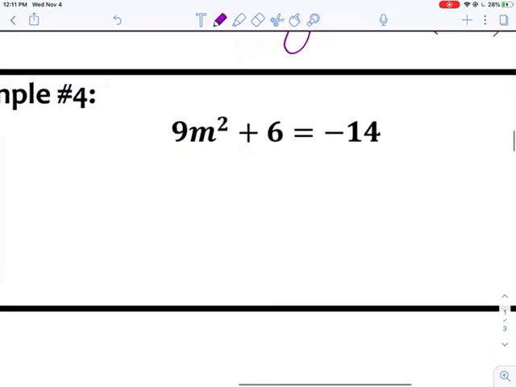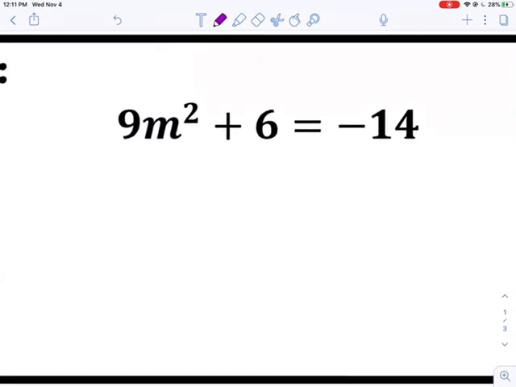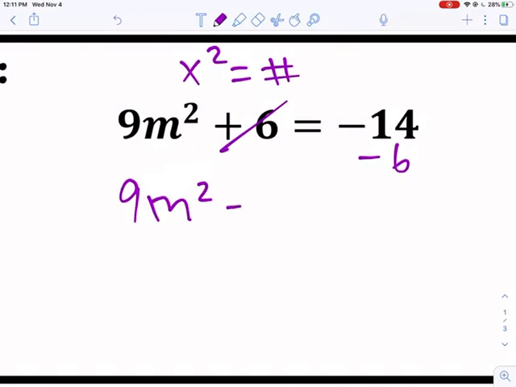All right, let's check out example 4. Again, guys, if you're like, what the heck just happened? Rewind back 35 seconds and watch me solve it 3 or 4 times, and then ask any questions that you guys have. All right, so we've got my variable squared and constants, so I need to set it up like this. So I have my squareds on one side and my constant on the other. So I'm going to move that 6 to the other side. We'll get 9m squared equals negative 20.